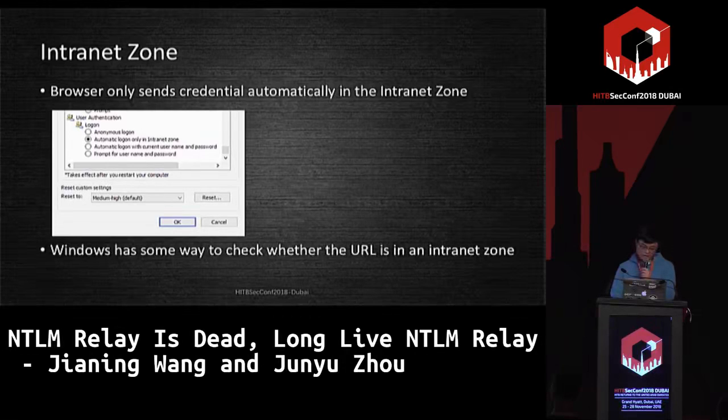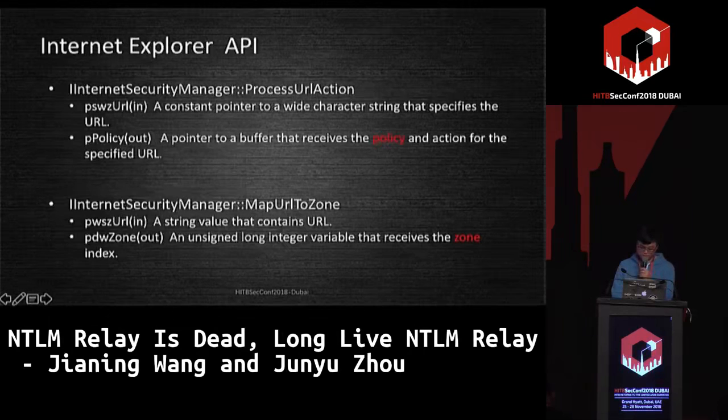So if it is the intranet environment, Windows provides some ways to check whether the URL is in the intranet zone. There are two APIs that help us determine whether the URL is intranet. The first is ProcessUrlAction, and the other one is MapUrlToZone.